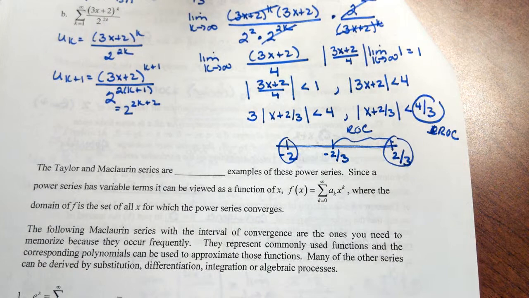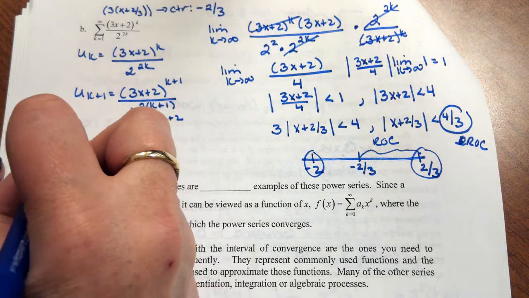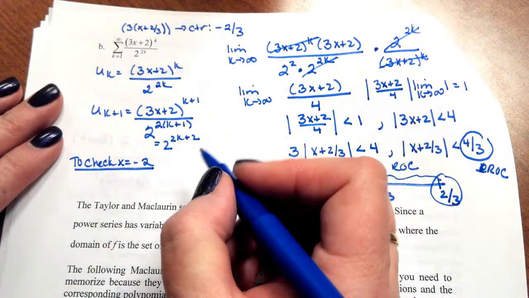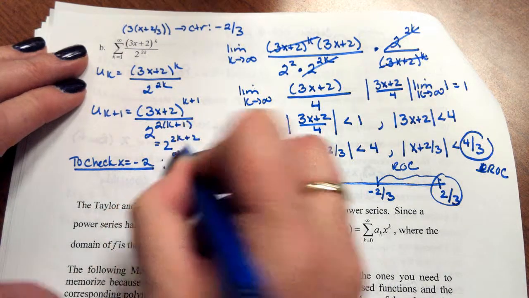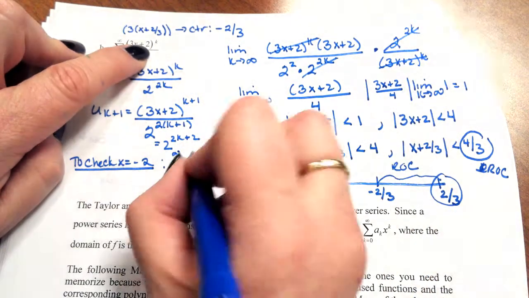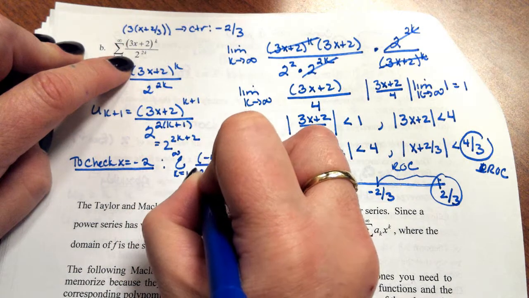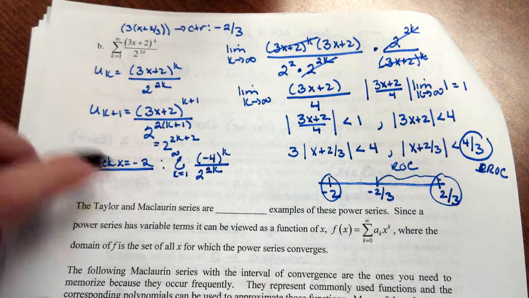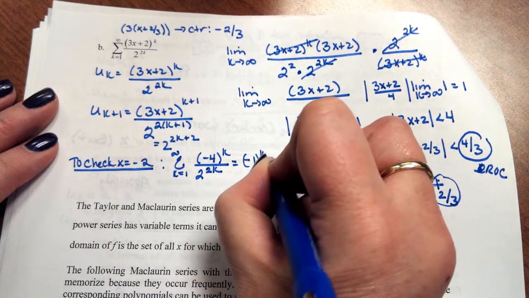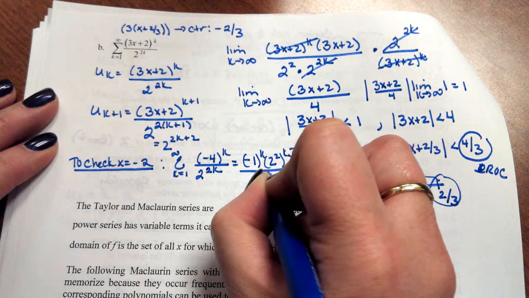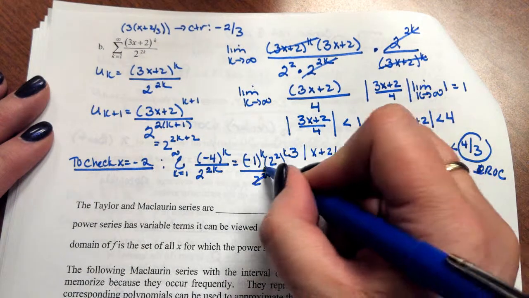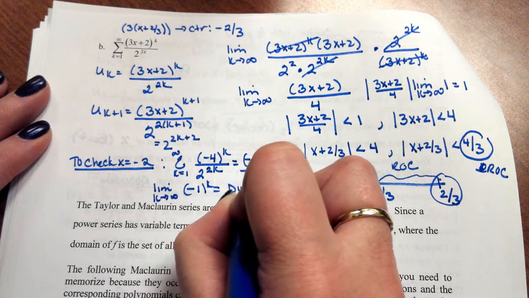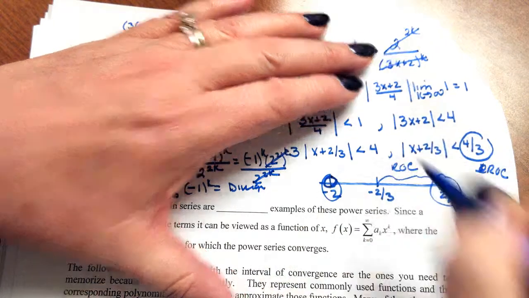So again, I have to check these endpoints. To check negative 2, I have to take negative 2 and plug it back into my original series for x. So it's going to be the sum from k equals 1 to infinity. 3 times negative 2 is negative 6. Negative 6 plus 2 is negative 4, to the k, over 2 raised to the 2k. Now remember, another way I could write this with the alternator would be negative 1 to the k, 2 squared to the k, all over 2 raised to the 2k. So that 2 to the 2k is going to cancel out. By my divergence test, the limit as k goes to infinity of negative 1 to the k is going to oscillate, so it's going to diverge. So I'm not going to include negative 2 in that interval of convergence.